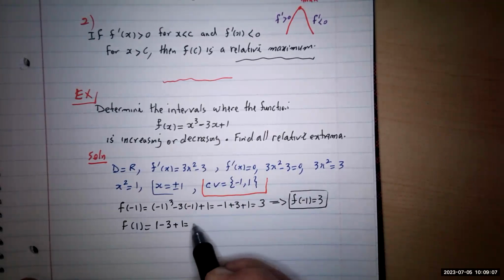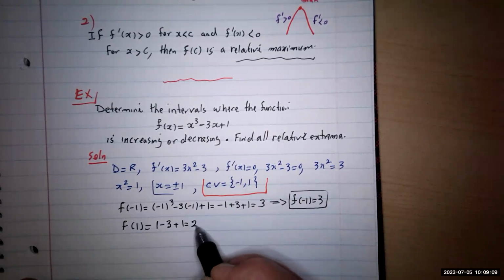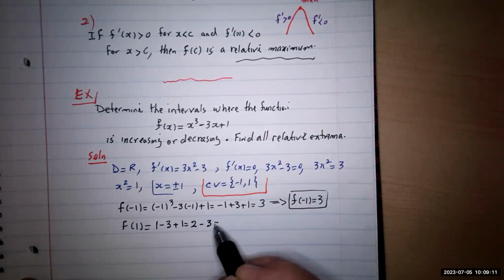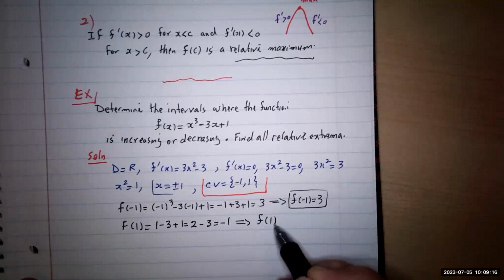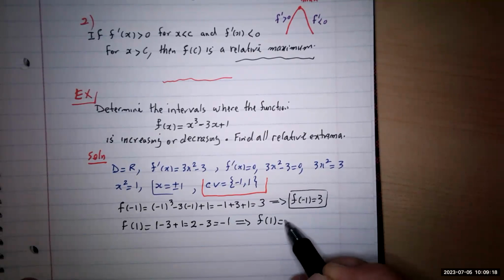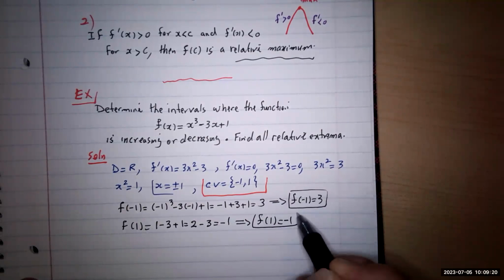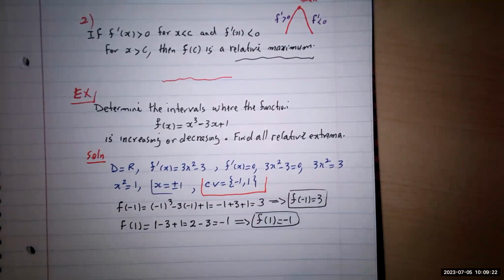So that gives it 2 minus 3, which is going to be -1. So the second candidate is f of 1 equal to -1. That's it. That completes step 1, or step 2.